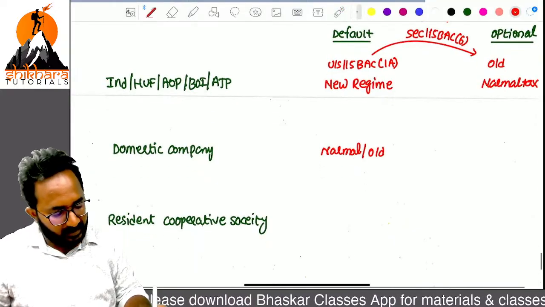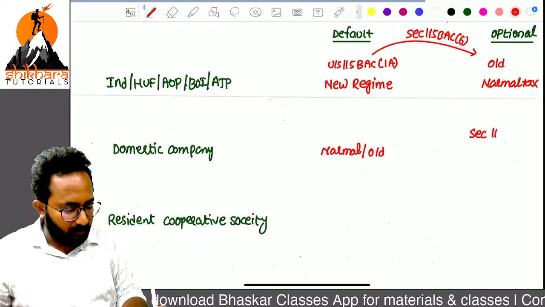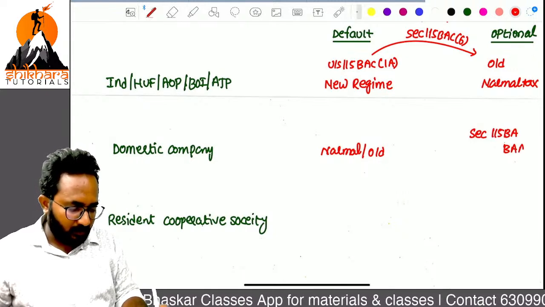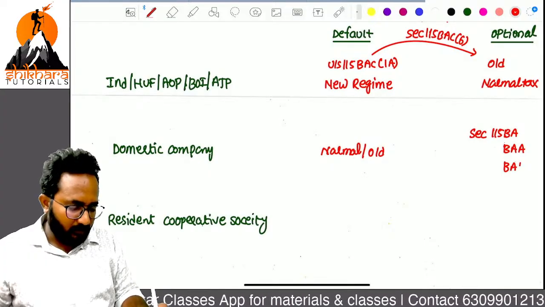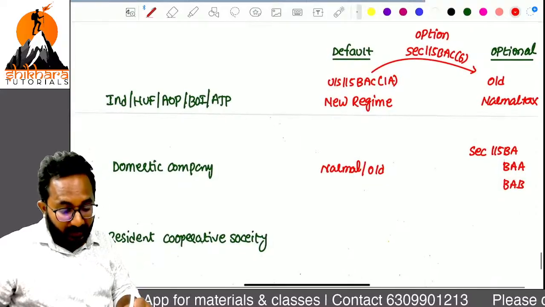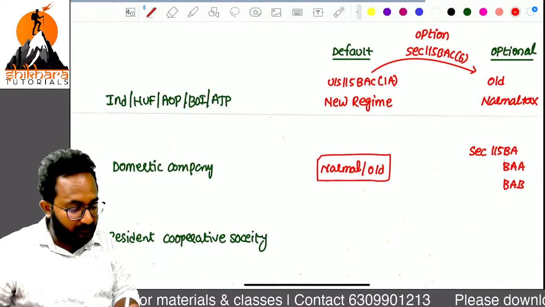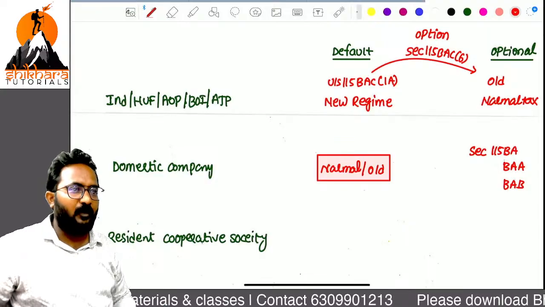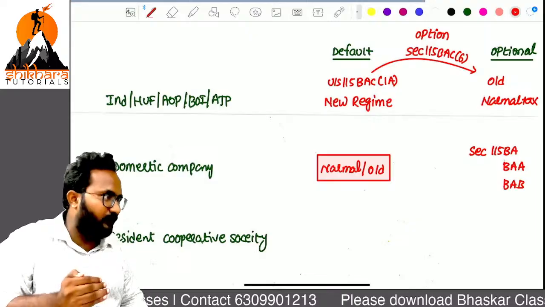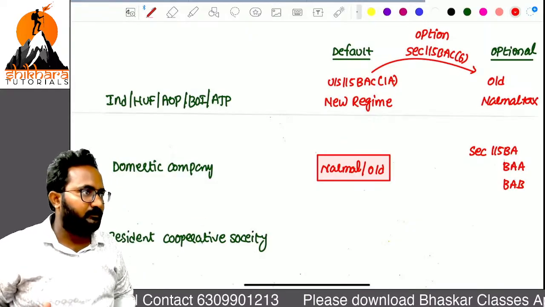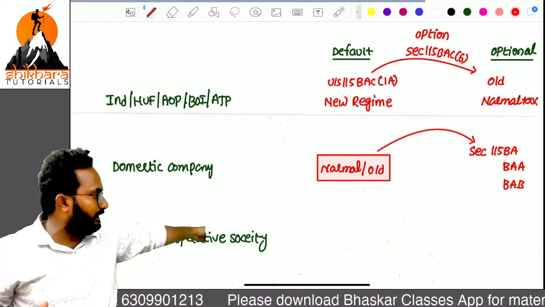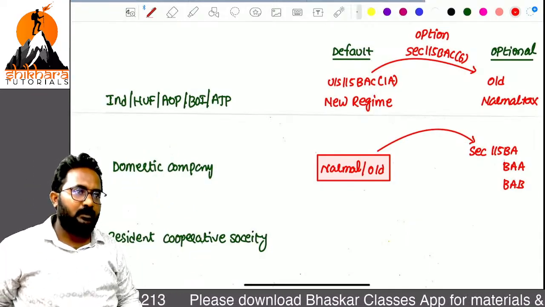Can you tell me how many optional tax rates for a domestic company? 115BA, 115BAB. For companies, the default tax regime is normal or old. Default means not a name; in your income tax return, the rates taken by default are the default tax regime. No, sir, they want to shift from this to this. Yes, that's why these rates are options.